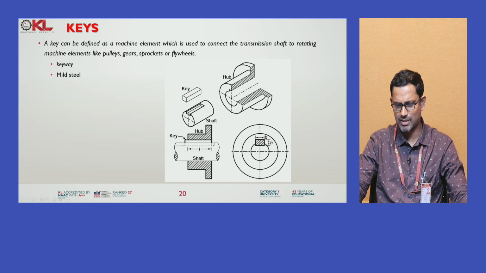The slot or the groove that is made to connect the shaft and the rotating element is known as the keyway. Here you can see this is a groove or slot made. This one we will call keyway. Now you can see here this is a shaft, and the shaft is held in the hub, and in order to connect your shaft as well as the rotating element, this is the key used.